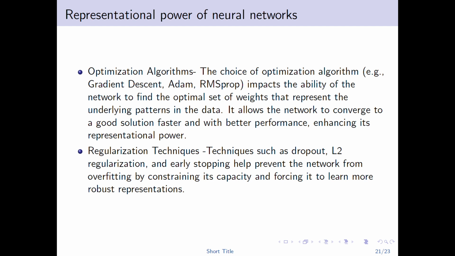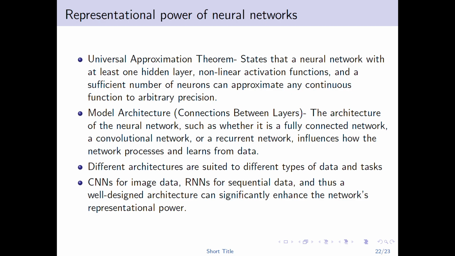Then another important factor contributing to the representational power of neural networks is the regularization techniques. Various regularization techniques like dropout, L2 regularization, and early stopping can prevent the network from overfitting by constraining its capacity and forcing it to learn more robust representations.